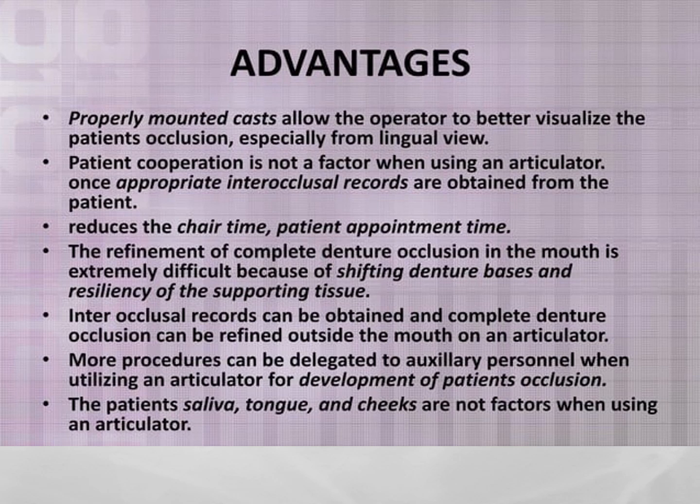The refinement of complete denture occlusion in the mouth is extremely difficult because of shifting denture bases and the resiliency of the supporting tissue. The interocclusal records can be obtained and complete denture occlusion can be refined outside the mouth on the articulator. And more procedures can be delegated to auxiliary personnel when utilizing an articulator for development of the patient's occlusion. The patient's saliva, tongue and cheeks are not factors when using the articulator.